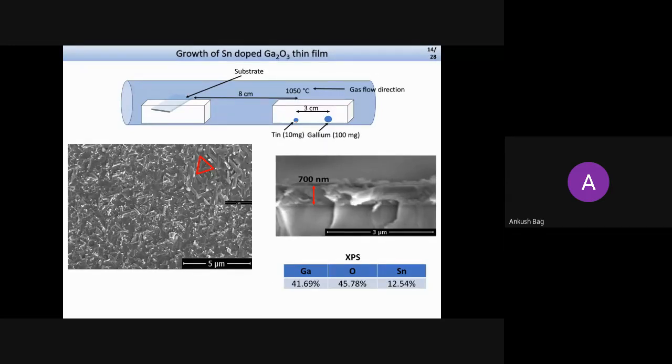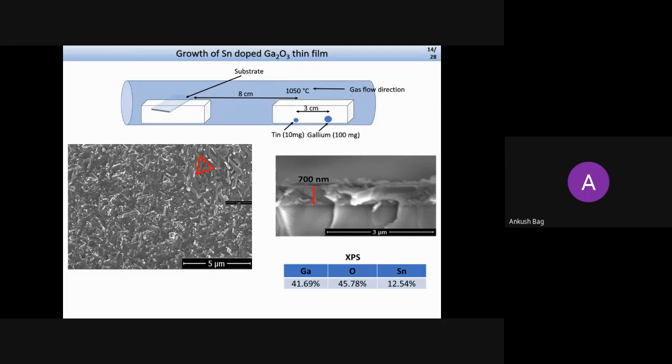Again, it was very difficult to get good contact, good metallization, in all these wide band gap semiconductors. This is another challenge. To address that challenge, what we have done is try to dope this gallium oxide using tin, or Sn.